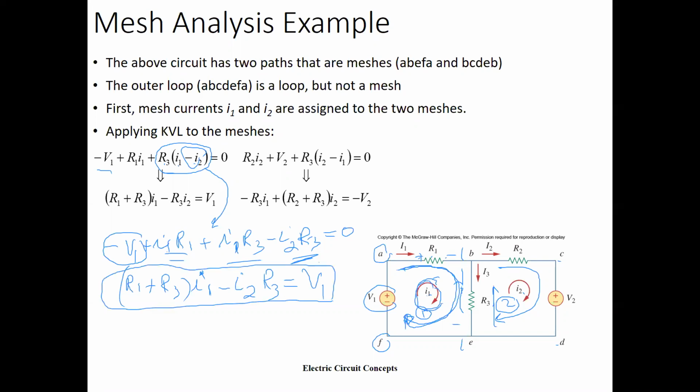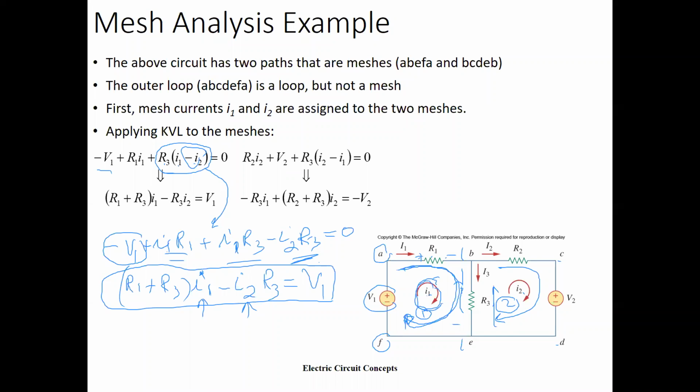Now, since we have two meshes, we must have two equations. When we have two equations, then we will be able to solve for I1 and solve for I2. This is our objective here. Our objective is to find the mesh currents, I1, I2, I3, and I4, depending on how many meshes we have in the circuit.